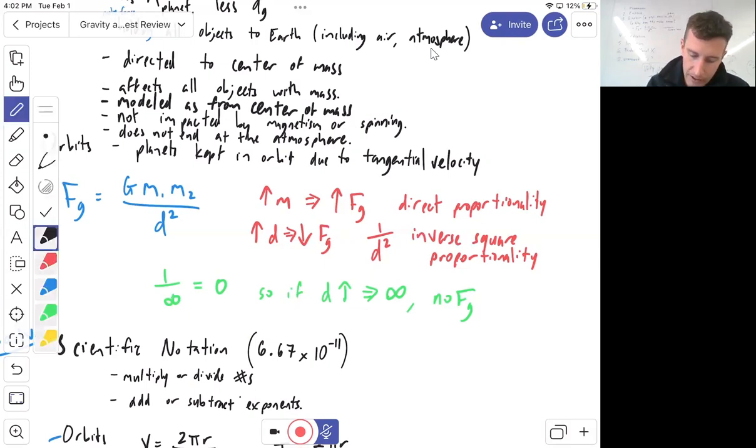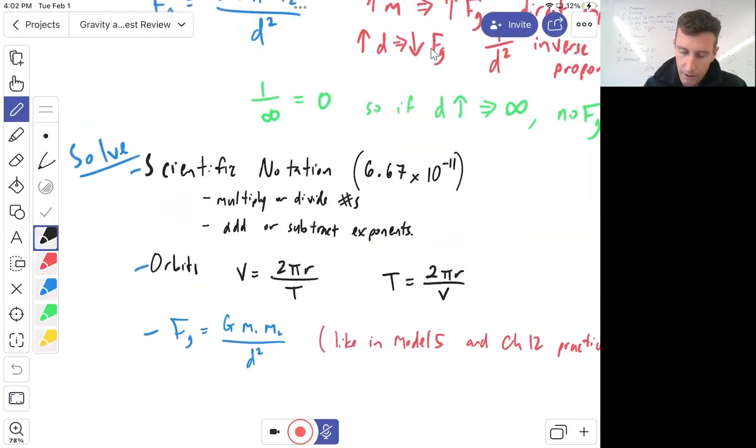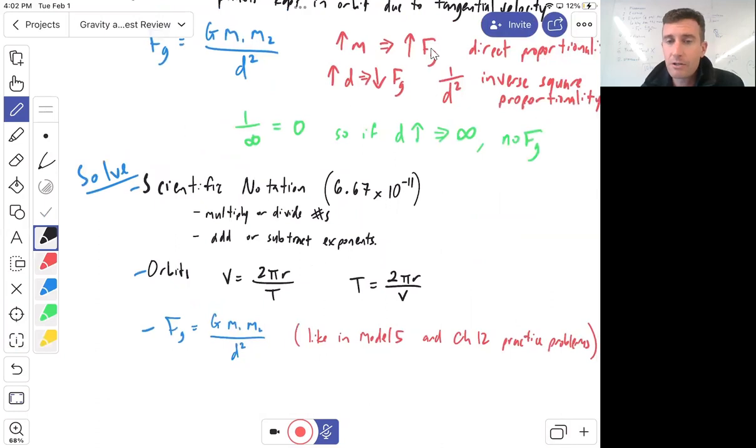There's also a little bit of solving. So solving scientific notation. Scientific notation, just to remind you, is a number times 10 to the power of something. So like 6.67 times 10 to the negative 11th, that's the gravitational constant. When solving scientific notation, multiply or divide the numbers, the 6.67 part, and then add or subtract the exponents. So for example, if I was doing 6.67 times 10 to the negative 11th, and then I was multiplying that by, let's say 3 times 10 to the third, I would multiply 6.67 times 3. That would give me about 20.